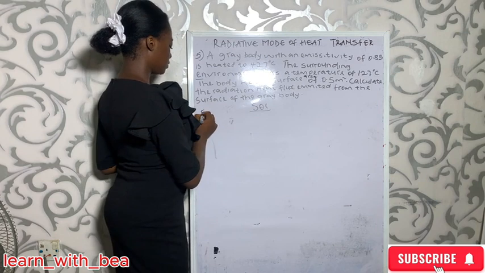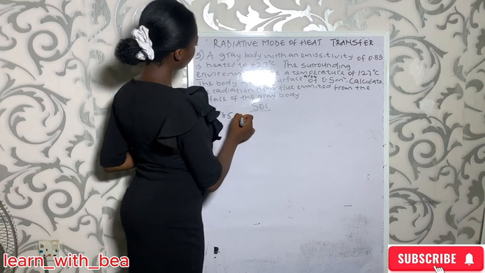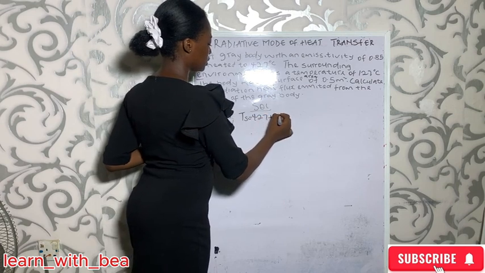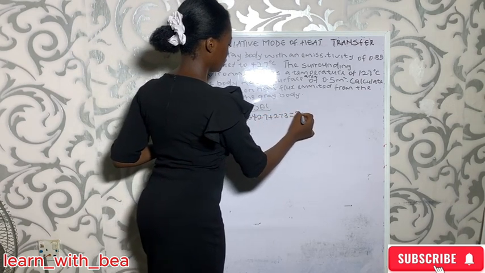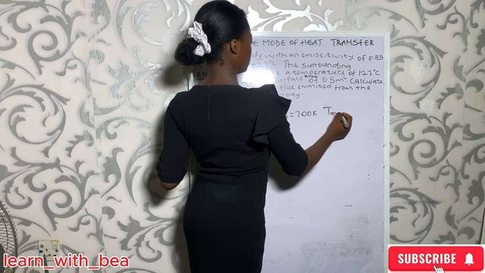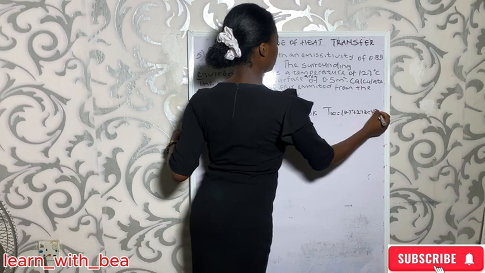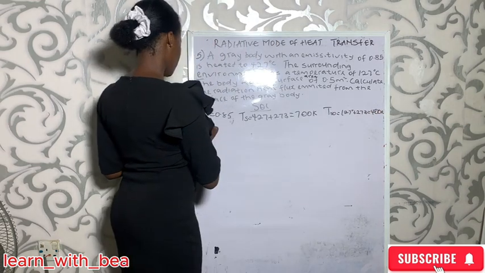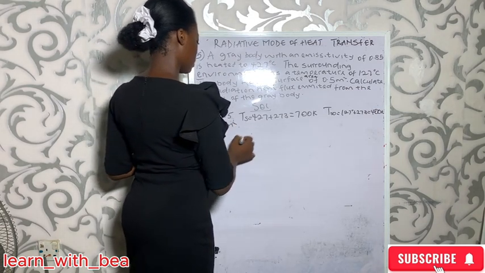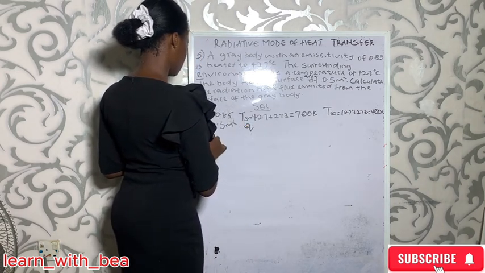So we're given our emissivity 0.85. The body temperature, that's Ts, is 427, but since it is in degrees, you have to convert to Kelvin. So this should be 700 Kelvin. Then we have our surroundings, 127 degrees C plus 273, which should be 400 Kelvin. We have our area of 0.5 meter square. So we have to calculate the heat flux, that means what we have to calculate is Q over A.